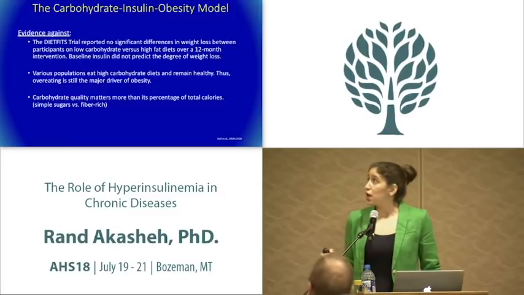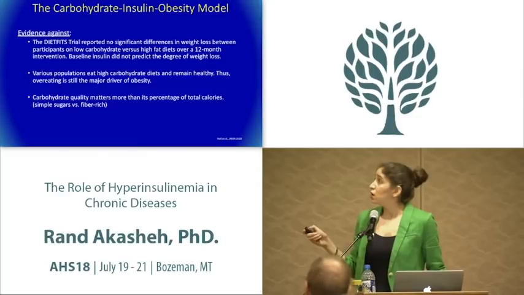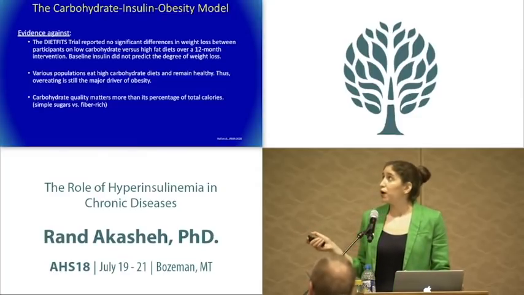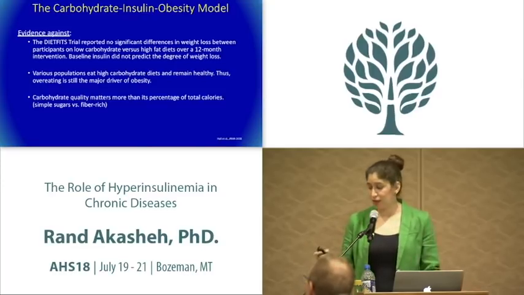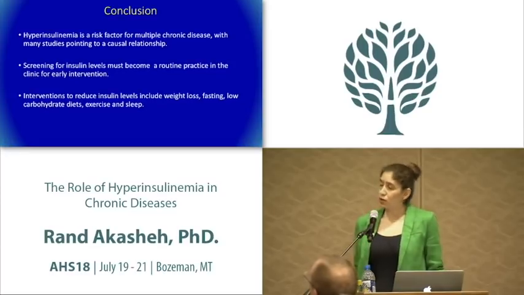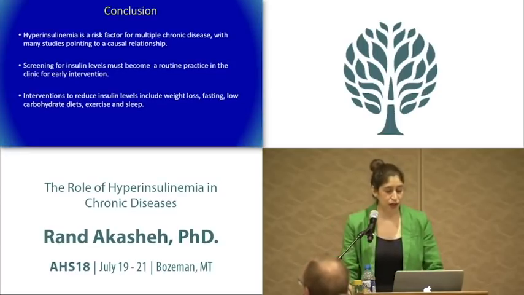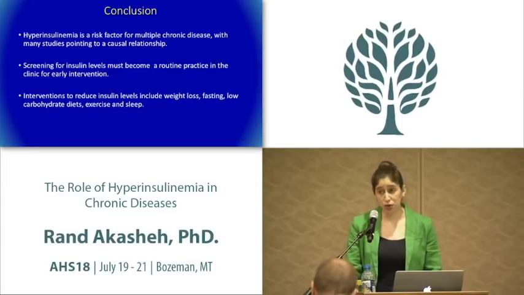It is definitely a strong contributor to the complications of diabetes and obesity, but certainly not the only one. And it appears that so far, most studies would indicate that caloric restriction tends to be the winner, at least in terms of body weight. So in conclusion, hyperinsulinemia is a strong risk factor for multiple chronic diseases, with many studies pointing to a causal relationship, as I showed. Screening for insulin levels must become routine in clinical practice for early intervention. We can capture these diseases way before we have to give any medication.